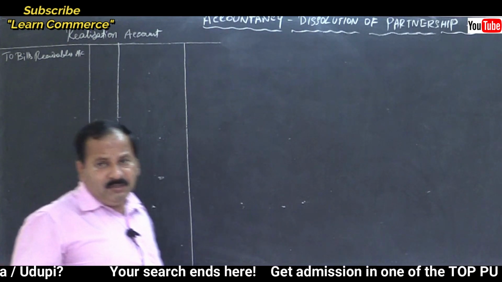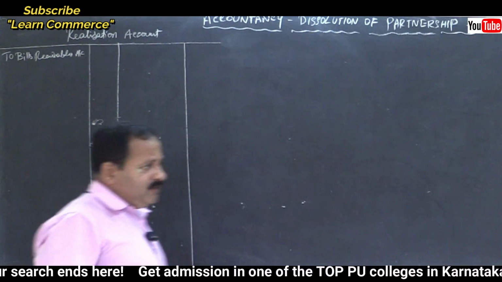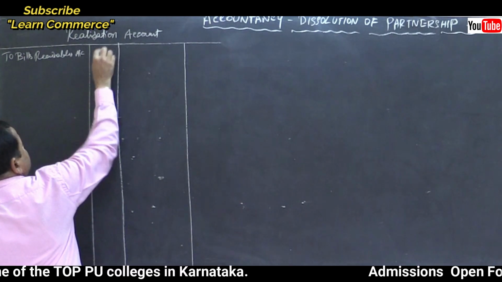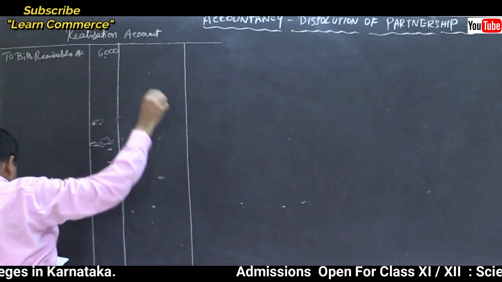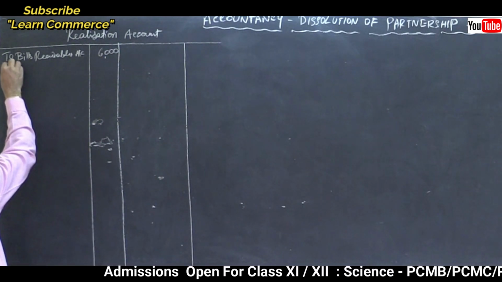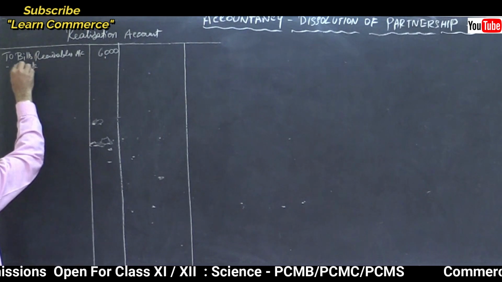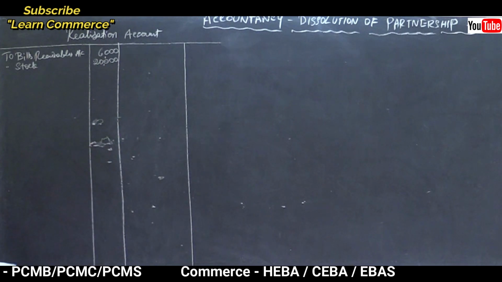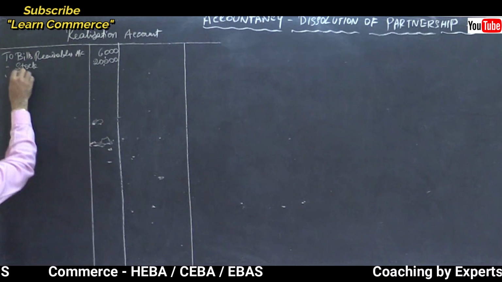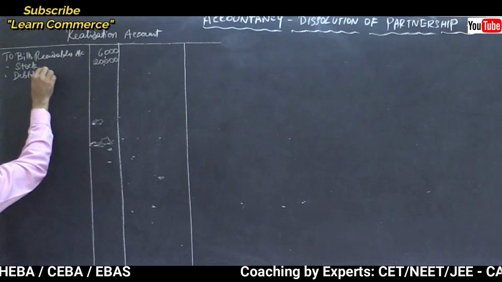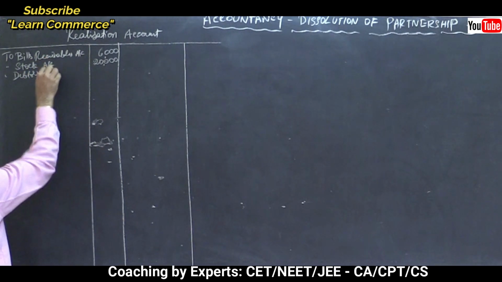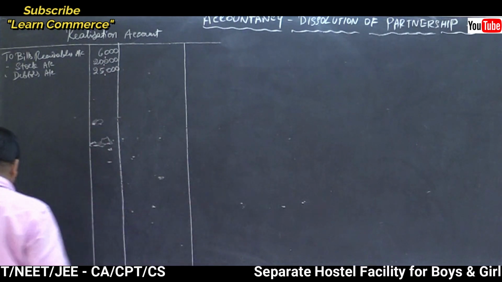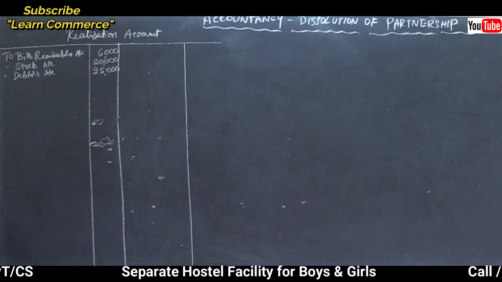Don't see the adjustment part now. Only see the balance sheet and straight away transfer each item. 6,000. Is it? Yes. 6,000. Stock 20,000. Debtors 25,000. Investments 8,000.